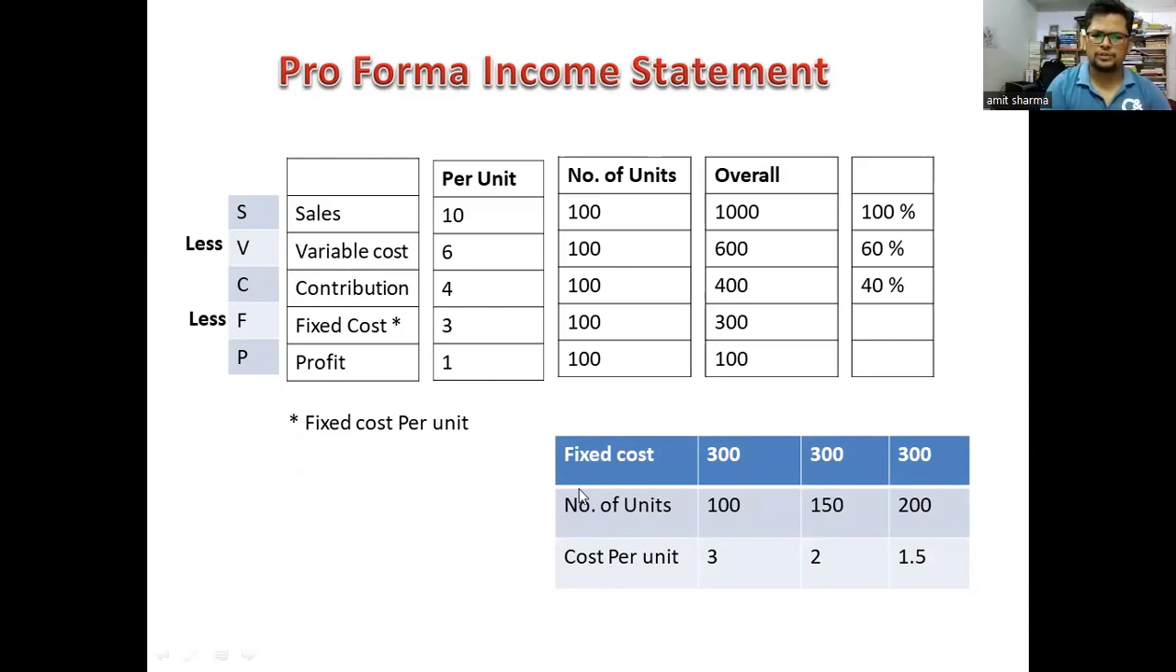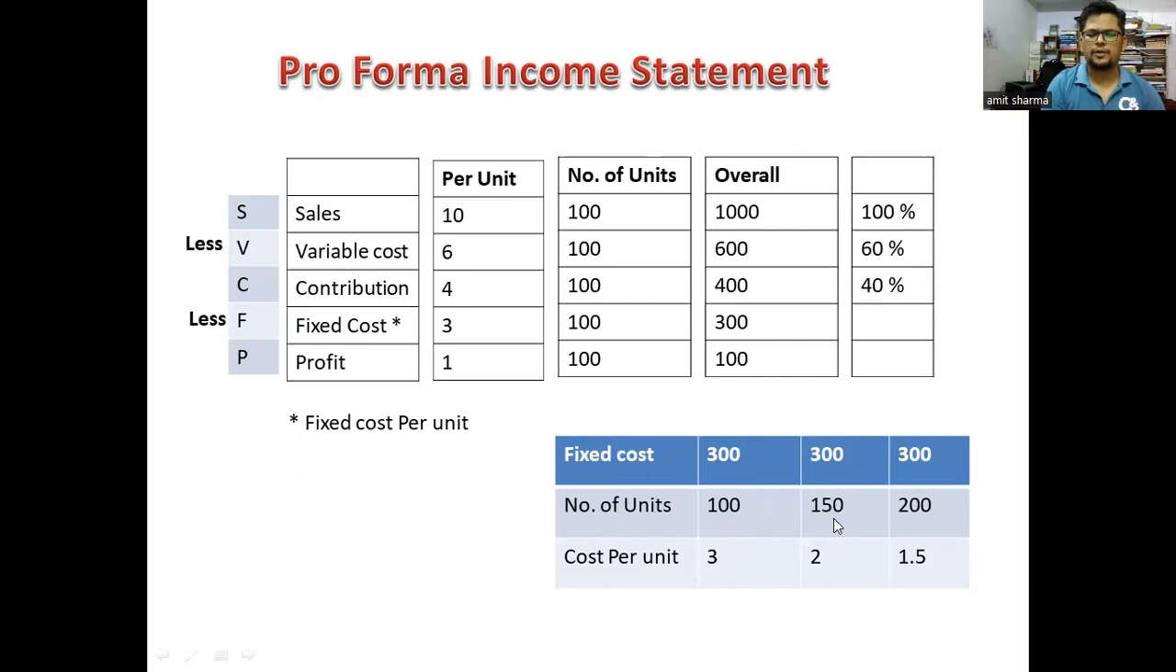Okay, suppose the fixed cost is rupees 300, and we can see that the number of units is 100, and this is the basic example, and I'll carry this same example through all the subtopics. So you must keep in your mind that this is a very important figure. So the fixed cost is 300 rupees, and when the number of units sold or produced is 100, then the cost per unit will be 3.